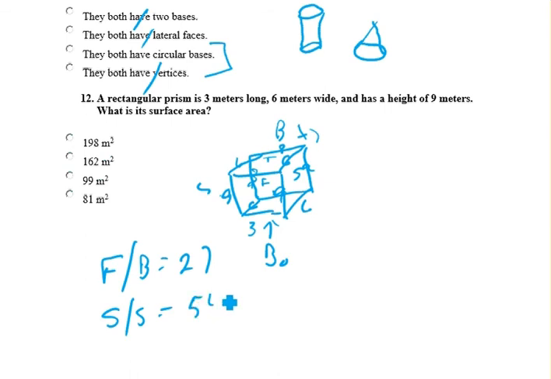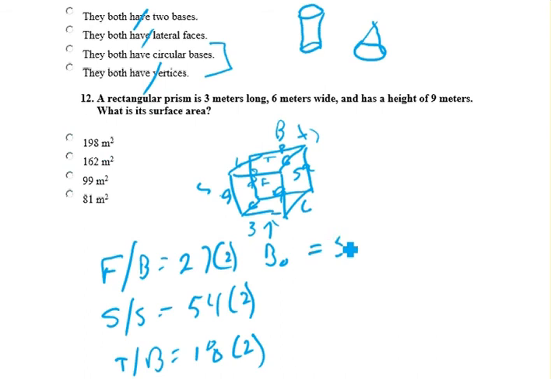And the top and bottom, top 3 by 6, or 18. And there's a top and a bottom. There are 2 sides, and there's a front and a back. So 27 times 2 is 54. 54 times 2 is 108. And 18 times 2 is 36.